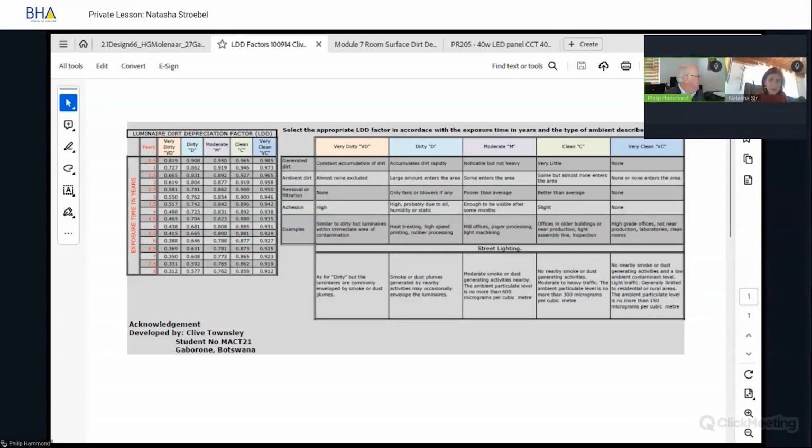But what about contrast, if it's very dirty? If it was very dirty, that's 0.550. That means that you're losing a lot of light because it's very dirty. So you need to clean. So if you don't want to lose too much light, you might clean every 2 years or once a year even.